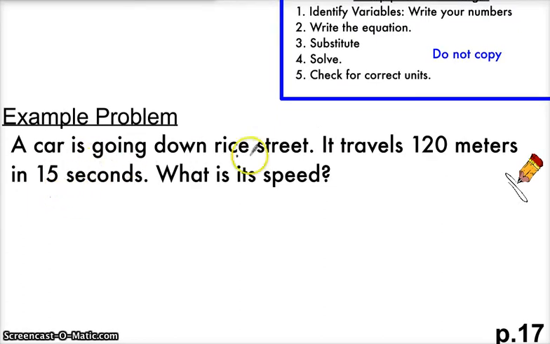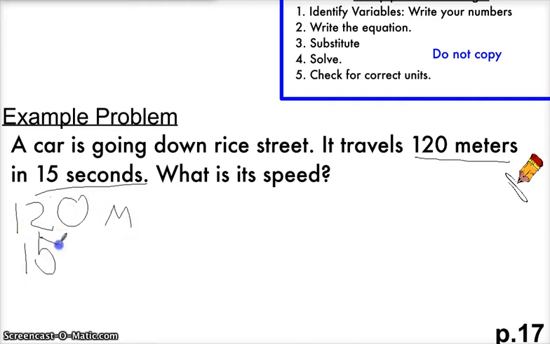Okay. So first thing I want to do is I usually just underline my numbers that I'm given. So I've got 120 meters and I've got 15 seconds. Those are my 2 knowns. So in my first step, I'm going to identify what are called our variables, or write your numbers down. So I've got 120 meters and I've got 15 seconds. Notice I'm abbreviating. I'm putting M for meters and S for seconds. And I'm going to put those equal to some sort of letter.